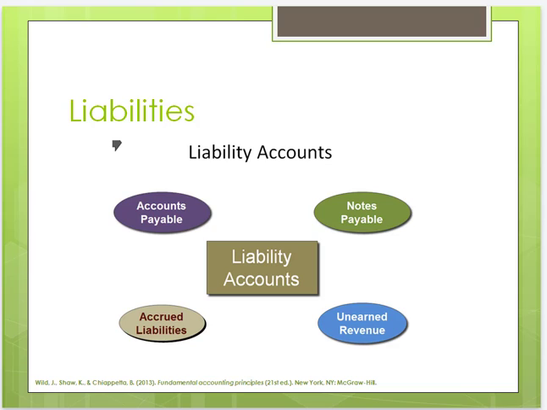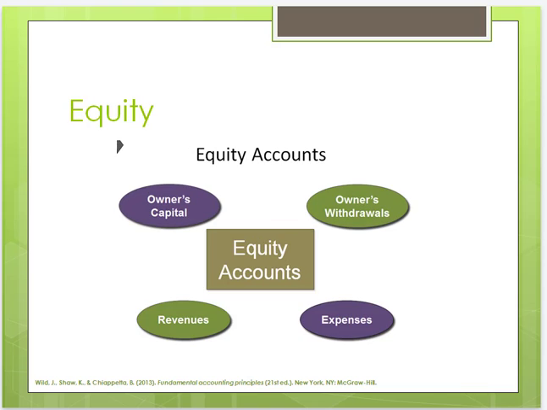Accrued liabilities. These are basically liabilities that we have incurred but we have not yet paid. Unearned revenue. This is when a customer has paid us in advance of receiving the good or service. We classify unearned revenue as a liability because we owe the customer work. We are obligated to perform the work or provide the good or service to the customer.